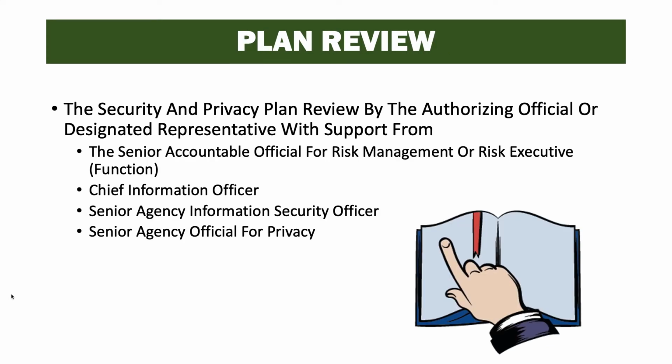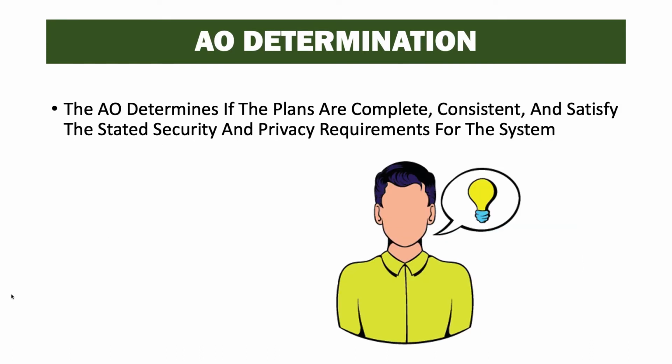The security and privacy plan review by the authorizing official or the authorizing official's designated representative with support from the senior official for risk management or the risk executive function, the chief information officer, the senior agency information security officer, and the senior agency official for privacy. Kind of a recap here, but we make sure we cover it because it's in the book. The AO determines if the plans are complete, consistent, and satisfy the stated security and privacy requirements for the system.